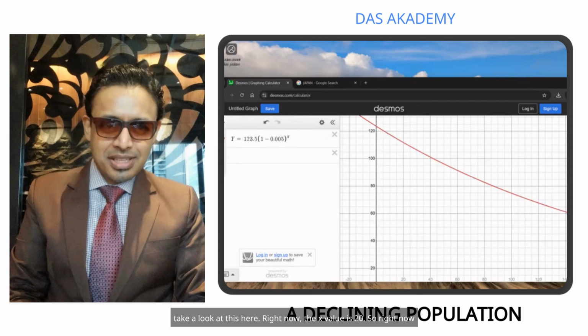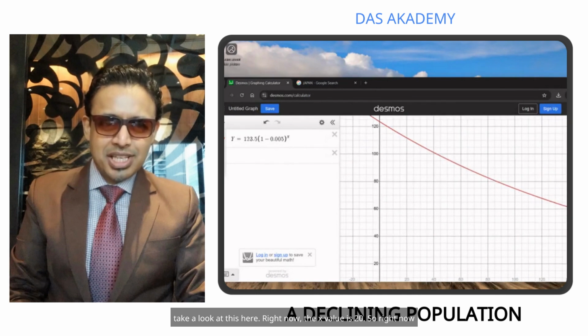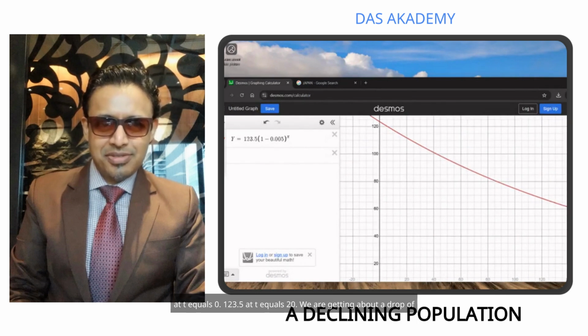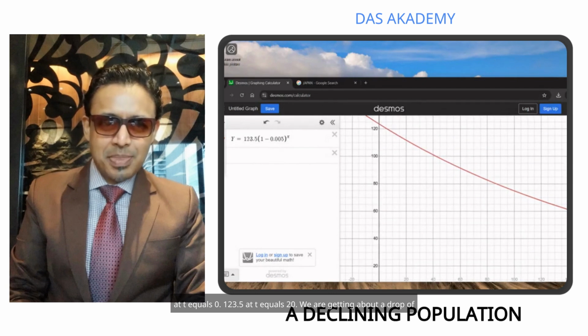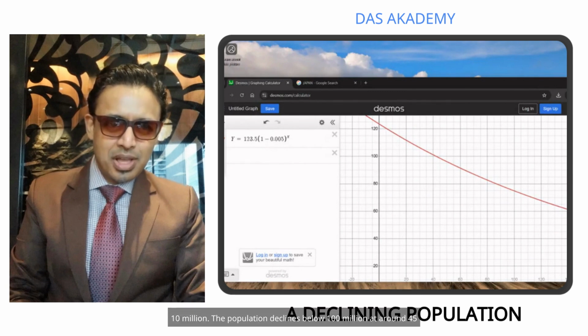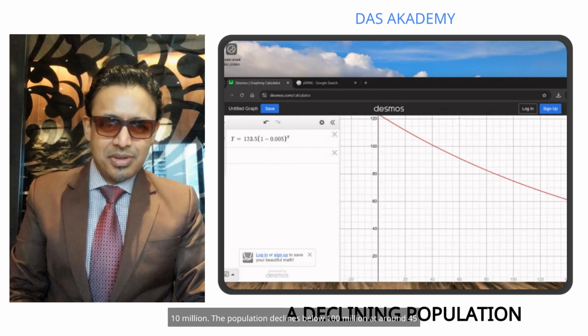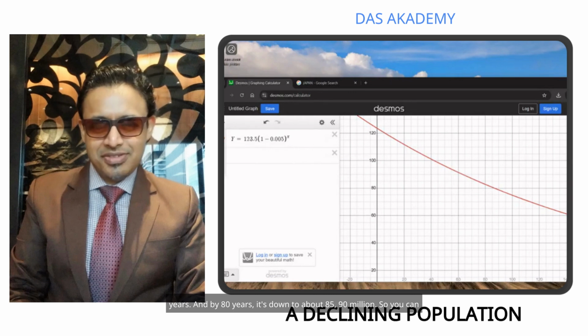So if you take a look at this here, right now the x value is 20. So right now at t equals 0, 123.5, at t equals 20, we are getting about a drop of 10 million. The population declines below 100 million at around 45 years. And by 80 years, it's down to about 85, 90 million.